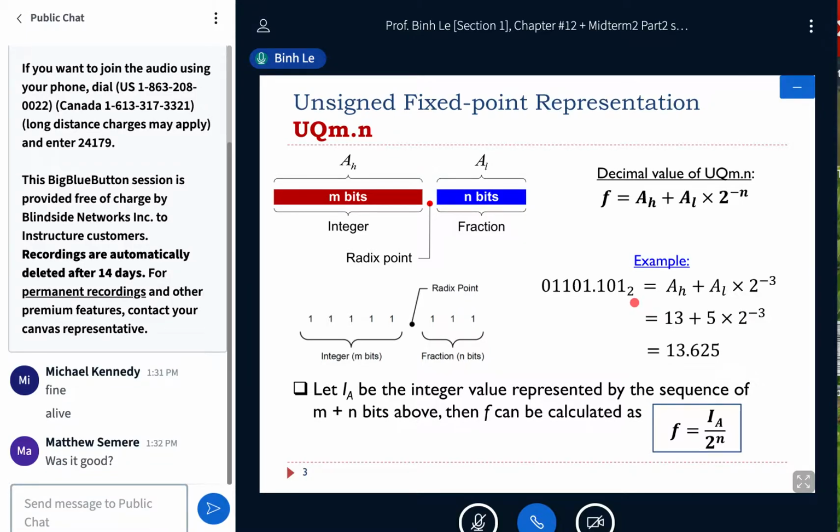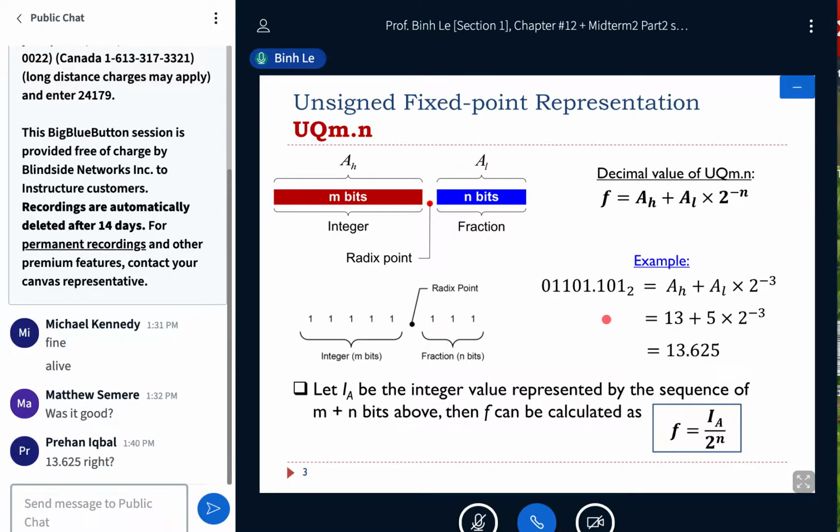Of course, the computer doesn't know anything. The hardware doesn't know, right? But you are the programmer. You will implicitly agree with your friend, okay, I will use a fixed number of bits for the fraction, maybe 3, for example. That's the name fixed point, because the radix point here is fixed at one location.